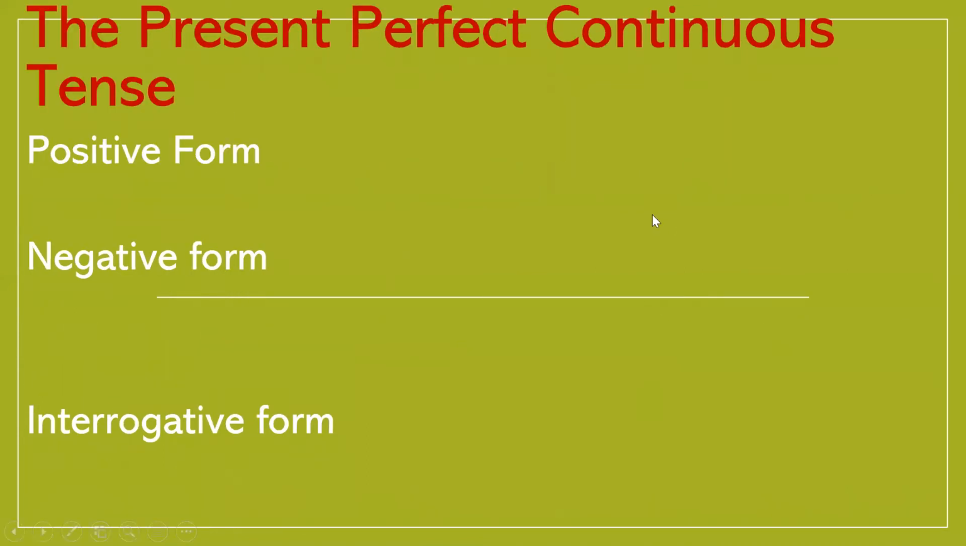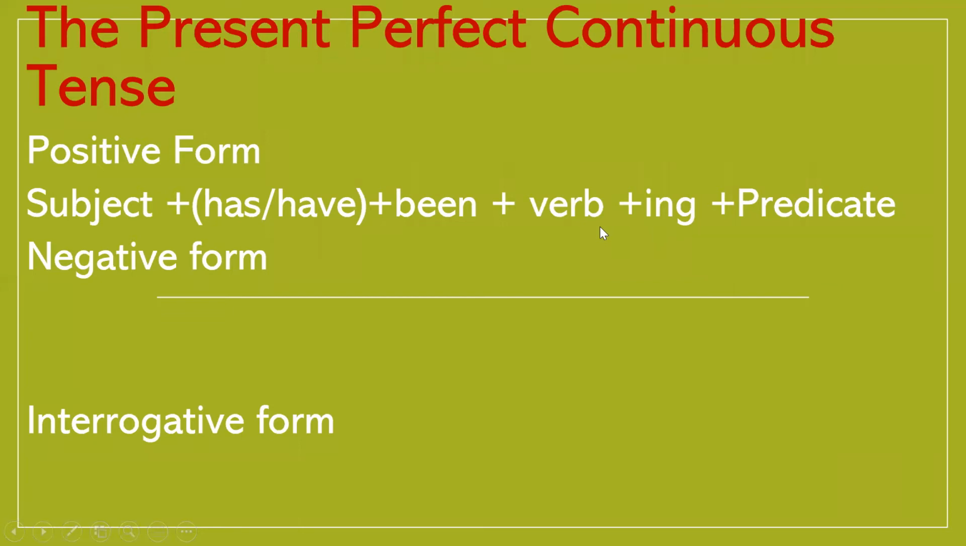Now the present perfect continuous tense, where is it used? First tell me the positive form of the present perfect continuous tense. Arna Verma, 8C. Arna. Yes, ma'am. Subject plus has or have plus been plus the present participle and the rest of the predicate. Yes. So subject plus has or have plus been, which is very important in the present perfect continuous tense, plus verb plus ing plus predicate.